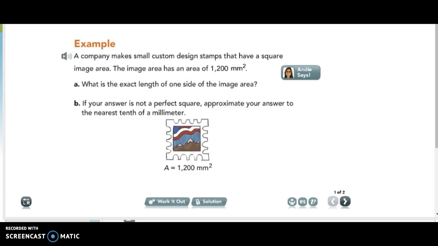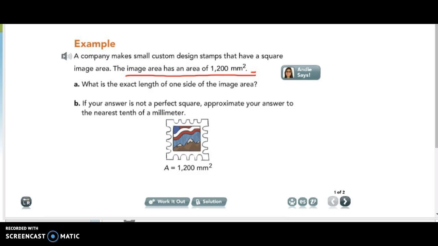Okay, a company makes small custom design stamps that have a square image area. The image has an area of 1,200 millimeters squared. What is the exact length of one side of the image area? And then it says, if your answer is not a perfect square, approximate your answer to the nearest tenth of a millimeter. So the first thing that we're going to do is look at our area.